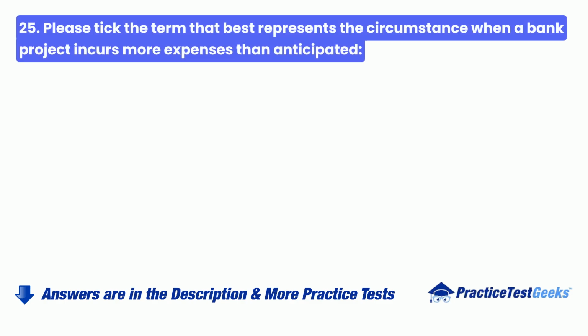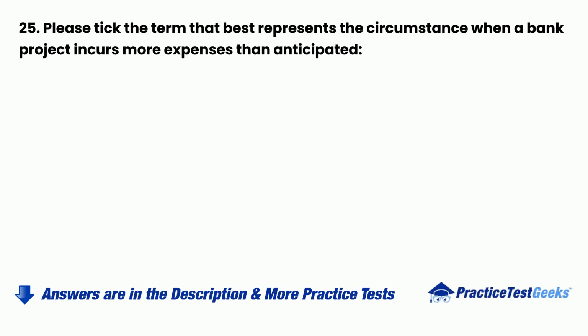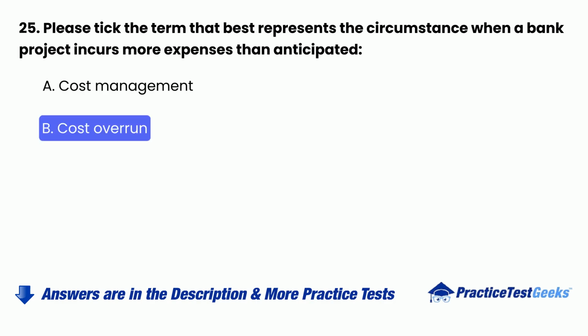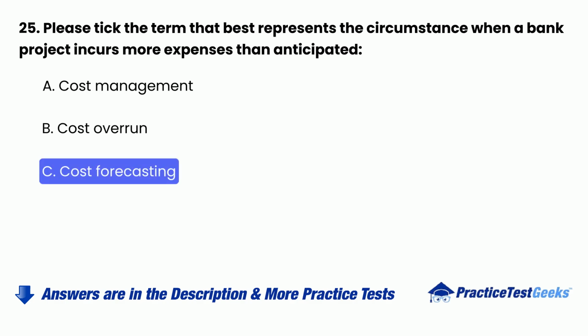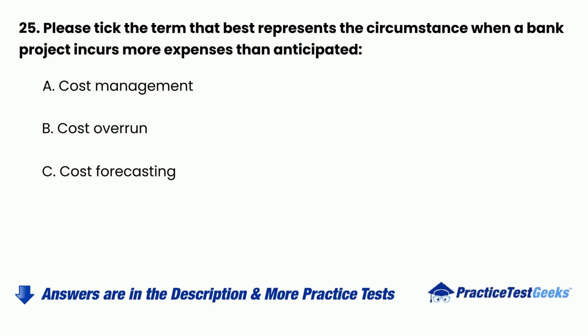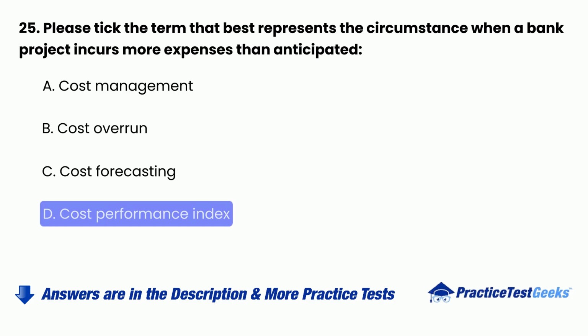(25) Please tick the term that best represents the circumstance when a project incurs more expenses than anticipated. A. Cost management. B. Cost overrun. C. Cost forecasting. D. Cost performance index.